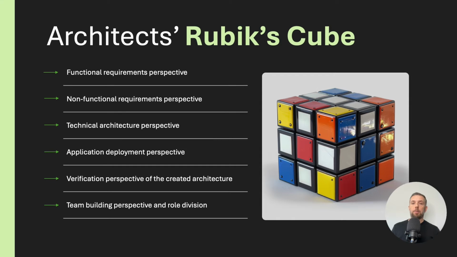We designed the application with great care. Our method, called the Rubik's Cube for Architects, allows us to look at the application from 6 different perspectives: functional and non-functional requirements, technical architecture and deployment perspective, verification architecture, and team building perspective.